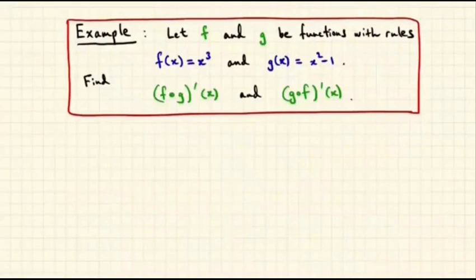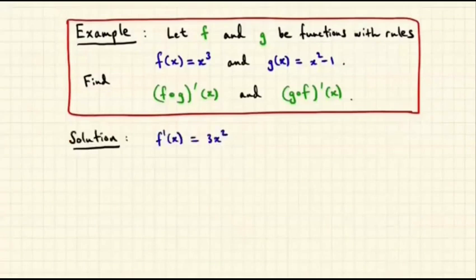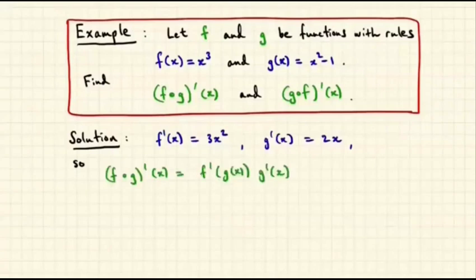So applying the chain rule using function notation, the derivative of the composite of f and g is going to be f dash of x squared minus 1 times g dash of x, which is 3 times (x squared minus 1) squared times 2x, which becomes 6x times (x squared minus 1) all squared.